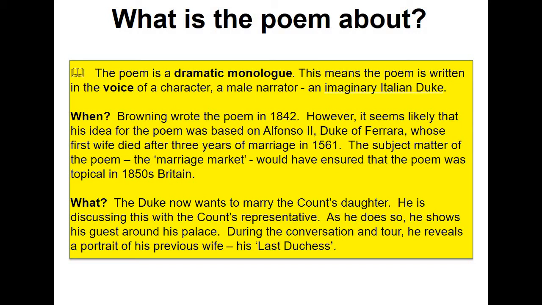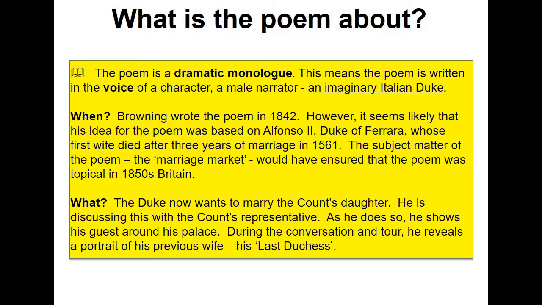So this whole idea of this arranged marriage and this negotiation over marriage, because that's what it would be, a negotiation, would be very pertinent to a Victorian audience. So, what is the poem about? The Duke now wants to marry the Count's daughter. He is discussing this with the council representative. So this is what I'm talking about, it being an arrangement.